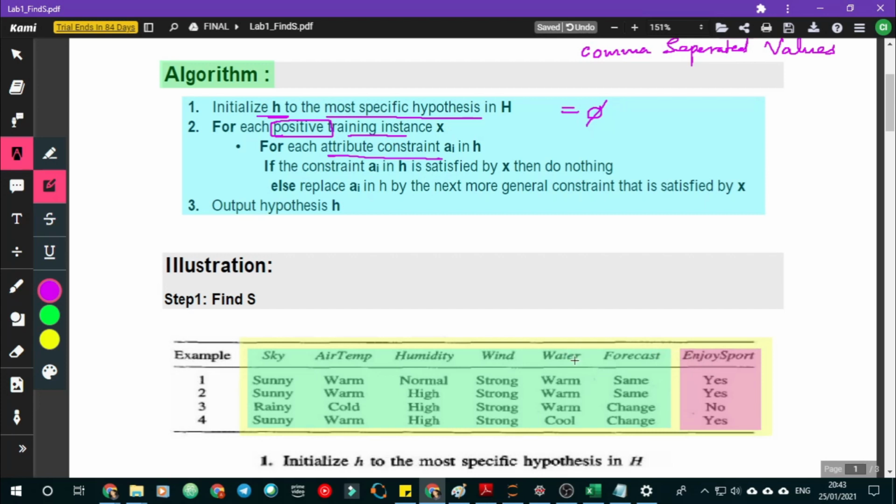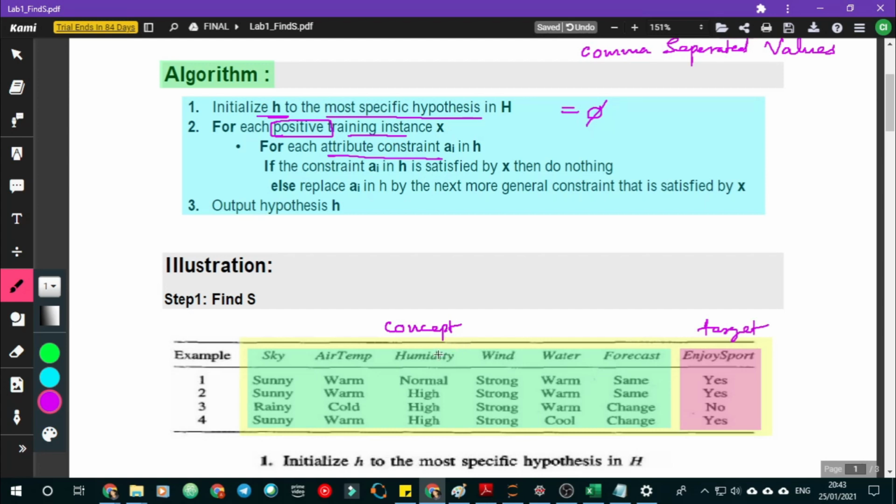Okay, so in the data set we have the concept and the target. Concept is nothing but the attribute values. This is the first attribute, that is sky. This is the second attribute, air temperature. This is the third attribute, humidity. This is the fourth attribute, wind. This is the fifth attribute, water. This is the sixth attribute, forecast. Each and every attribute has different attribute values. So all these are attribute values: attribute values of sky, attribute values of air temperature, and respectively the rest.